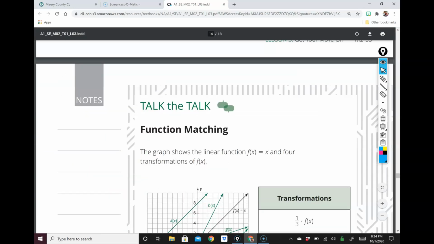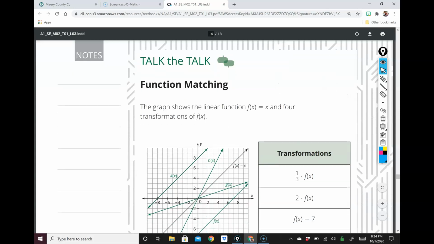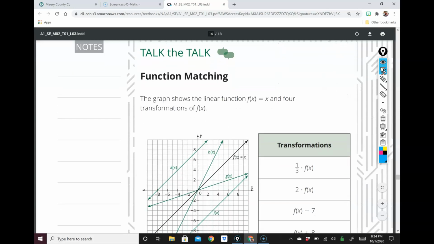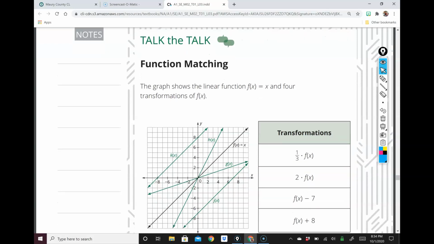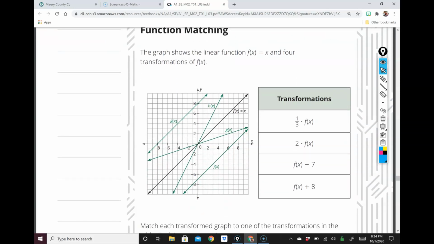Let's talk the talk. Function matching. Always remember that a function is where your x values do not repeat. The graph shows the linear function f of x in 4 transformations. So we need to match those transformations.